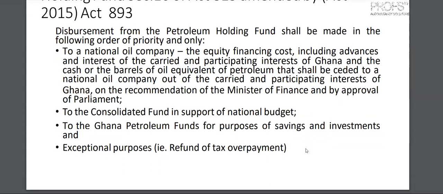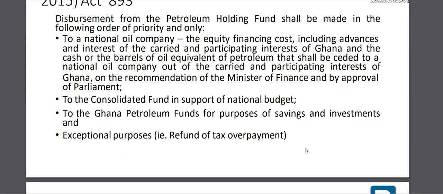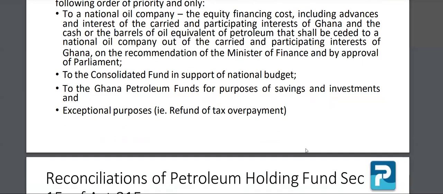Then the second disbursement is the ABFA. The ABFA is the same as the budget, so it goes into the Consolidated Fund in support of the national budget. So you realize that we are even following the model. Then the third one is the Ghana Petroleum Fund, for further disbursement into the Heritage Fund and the Stabilization Fund. Then once all these are said and done, if there's any other refund or anything else that government wants to do, then they can do it.